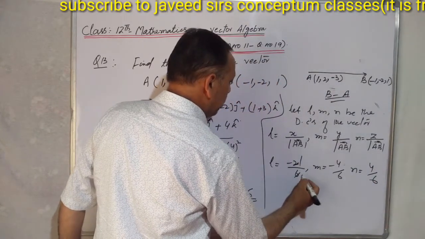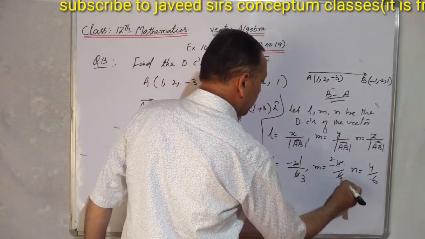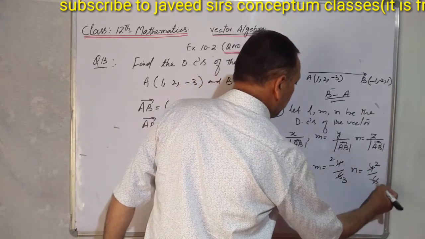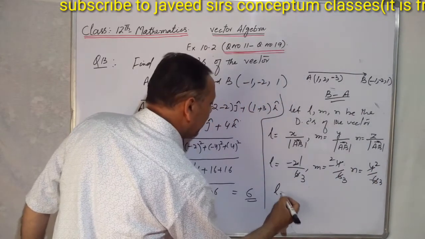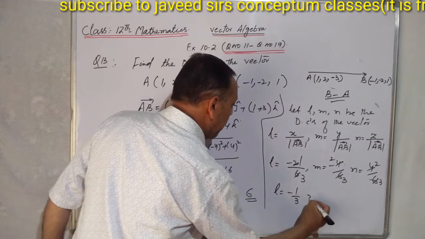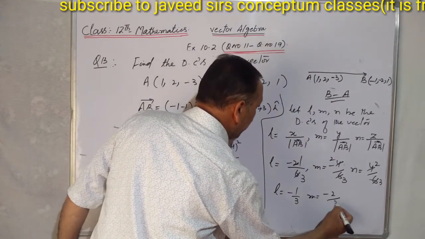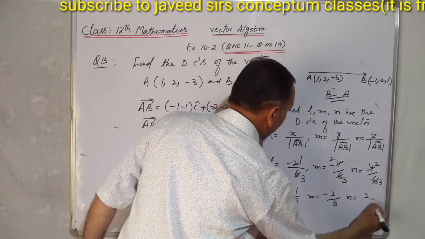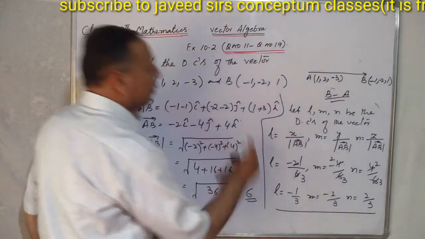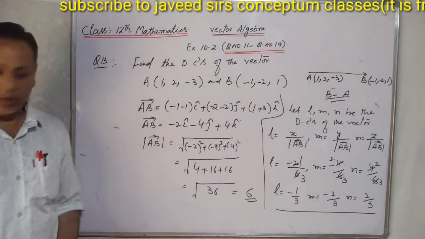2 1s are 2, 2 2s are 4, 2 3s are 6. That means L is equal to minus 1 by 3, M is equal to minus 2 by 3, and N is equal to 2 by 3. Note it down.